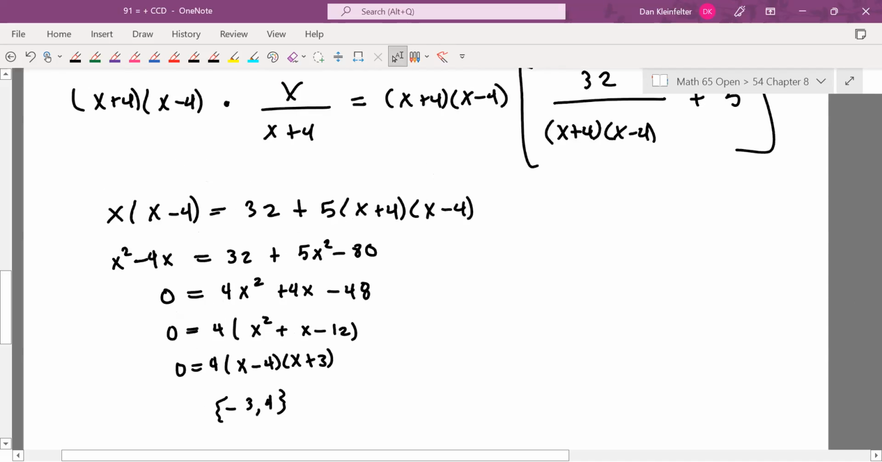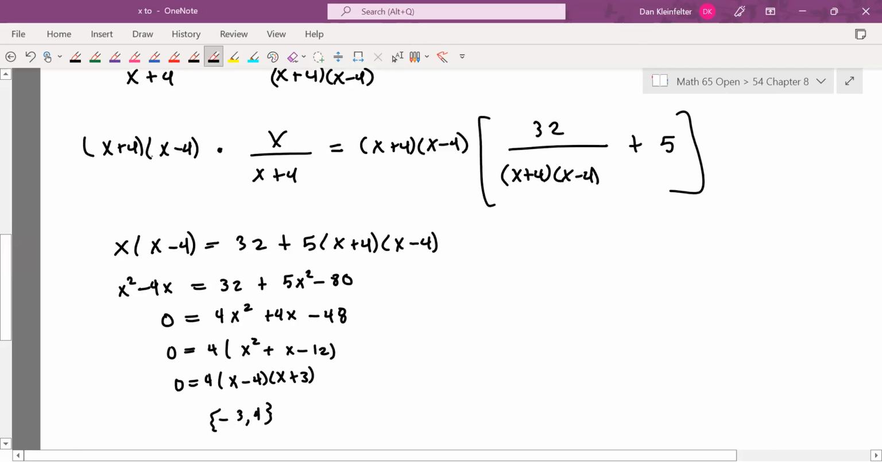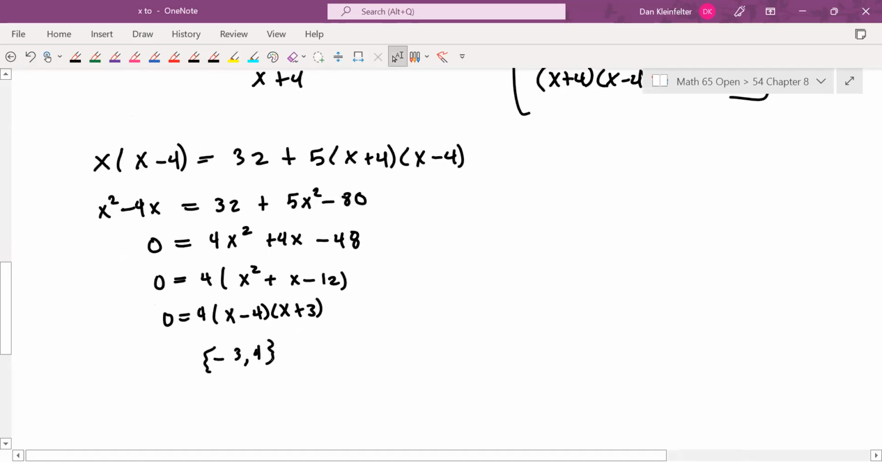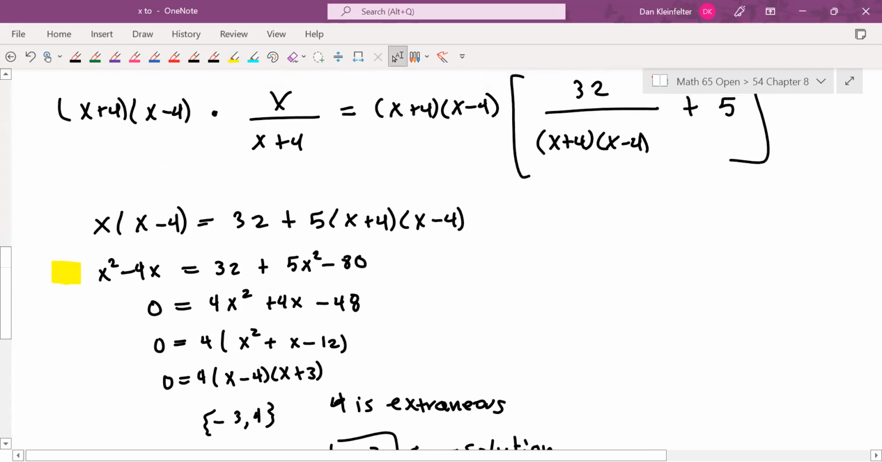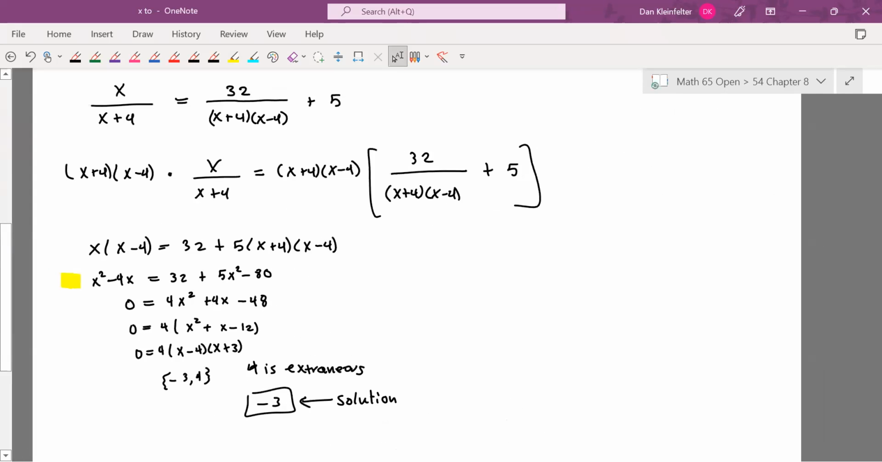Then let me check our exclusions. 4 and negative 4 were both excluded, so I need to discard the 4. The 4 is extraneous. And so our actual solution is just negative 3. The 4 doesn't count. The 4 is a solution to the quadratic equation highlighted in yellow, but it's not a solution to the original rational equation.